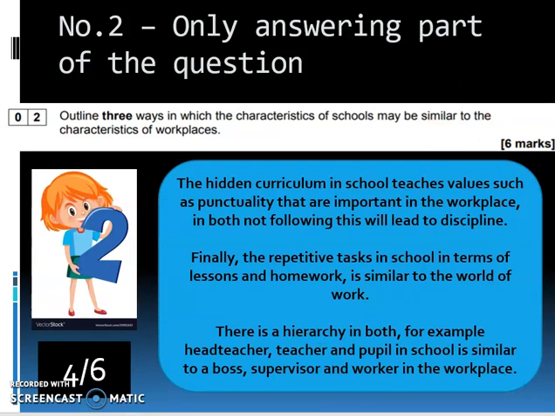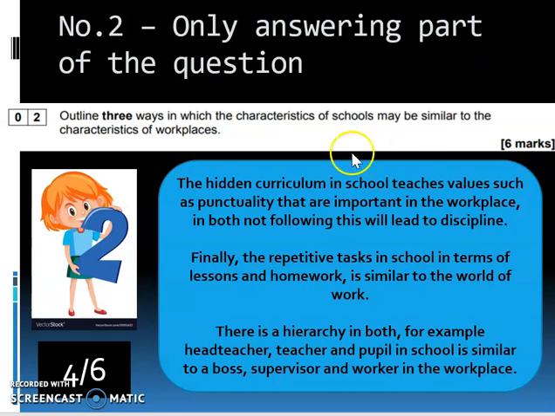Okay, so this question is asking you for those 3 ways. And according to the examiner report, many students were not awarded the second mark because they failed to give an example of how the characteristics of school was actually mirrored in the workplace. Student number 2 only gets partial marks for points 1 and 2.